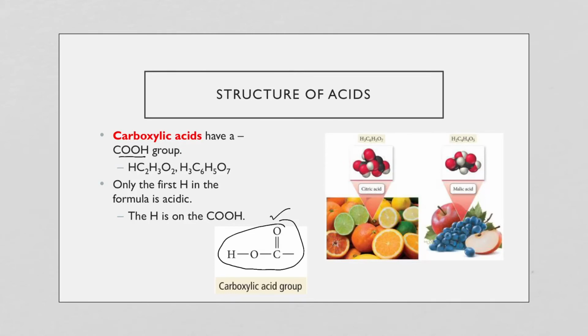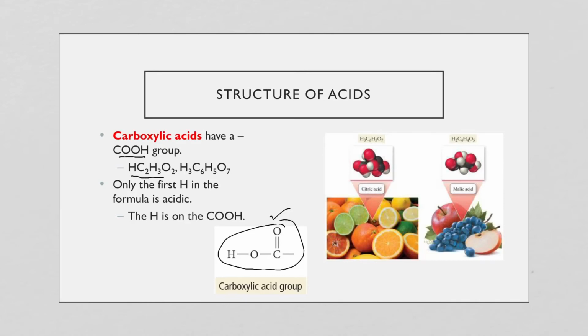We can see the more detailed structure here, where we can see it's a hydrogen, oxygen, a carbon, so an OH on a carbon, and then an oxygen double bond. And all carboxylic acids will have at least one of these carboxylic groups. A couple examples of this.